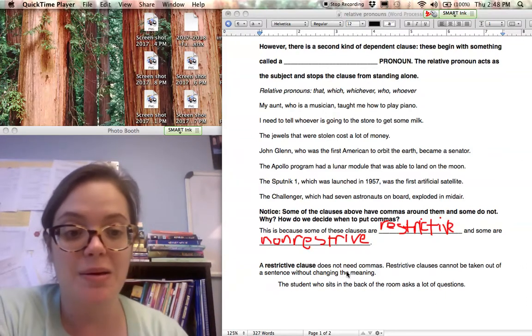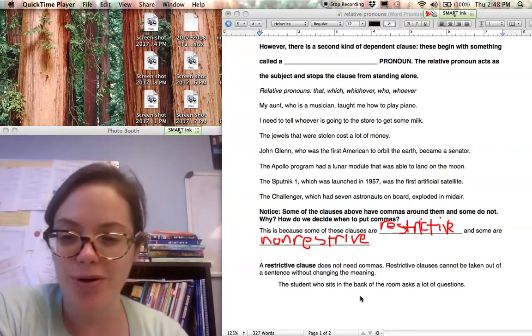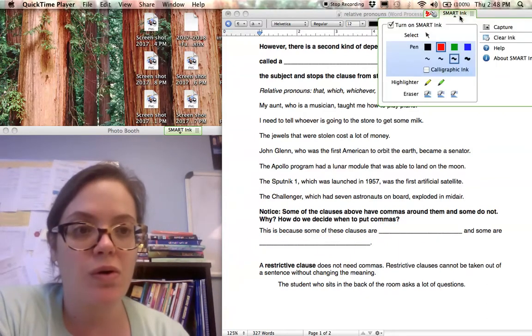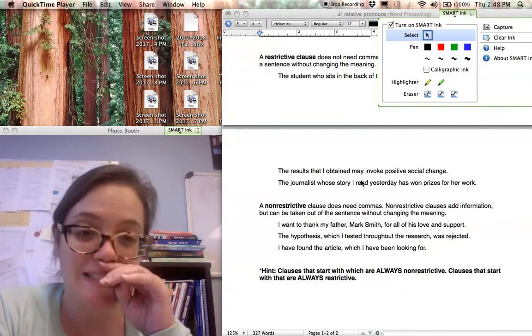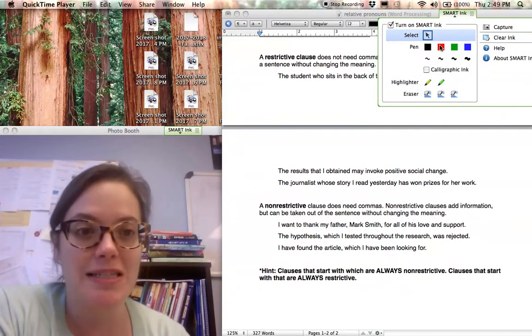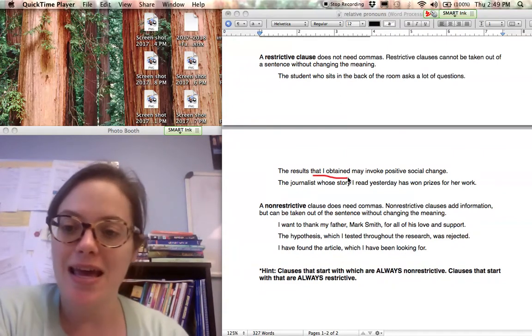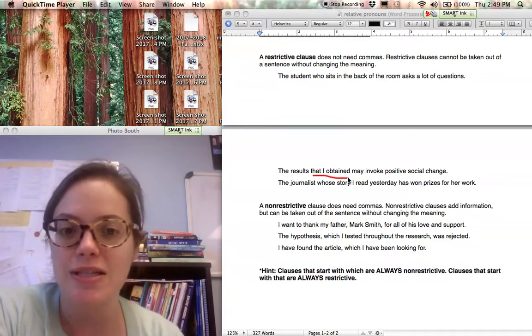The student who sits in the back of the room asks a lot of questions. If I take out who sits in the back of the room, you have no idea which student I'm talking about. It really confuses the meaning of the sentence. Let's, for you, flip over, look at the other side. The results that I obtained may invoke positive social change. So that I obtained is my clause. If I take it out, you don't know what results I'm talking about. And again, notice no commas.